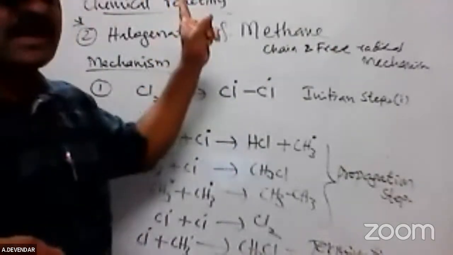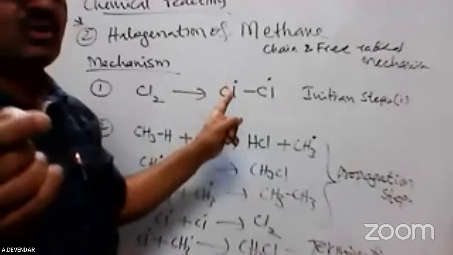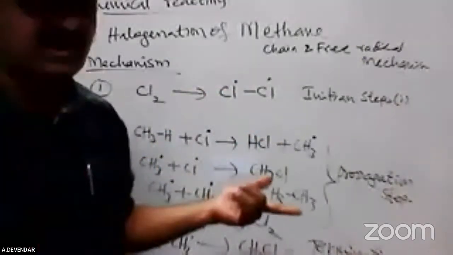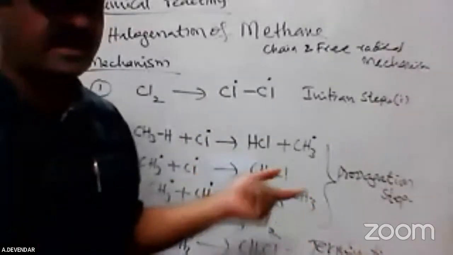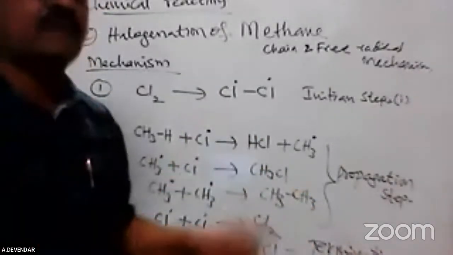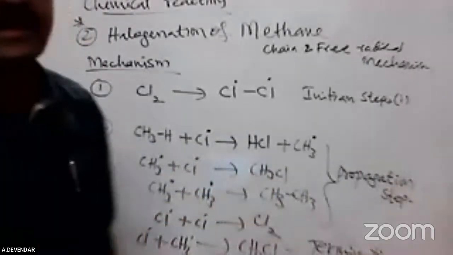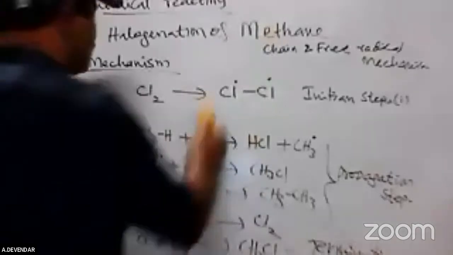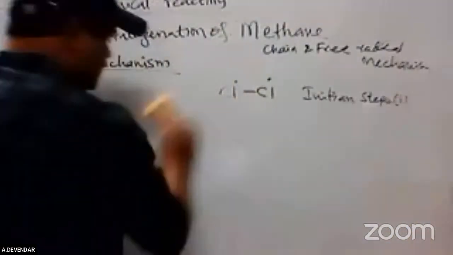I already showed that in the reaction mechanism. Methane is reacted with chlorine in presence of sunlight, giving methyl chloride. Methyl chloride reacts with chlorine, forming methylene dichloride. Methylene dichloride again reacts with chlorine, forming chloroform. Chloroform again reacts with chlorine, forming carbon tetrachloride. So in the mechanism, each organic reaction consists of three steps: the initiation step, the propagation step, and the termination step.